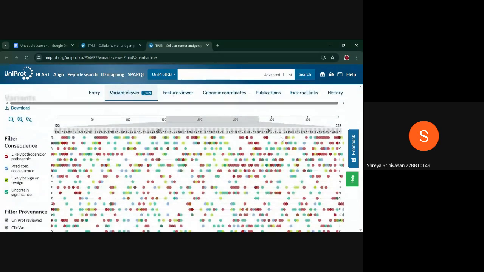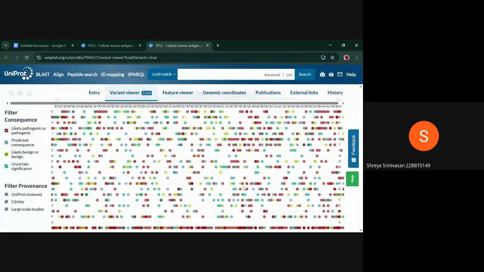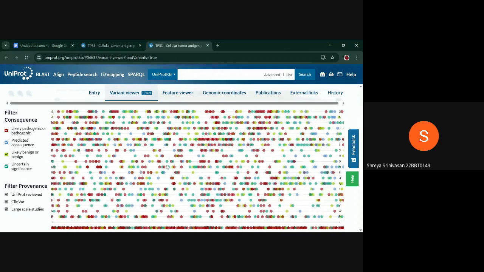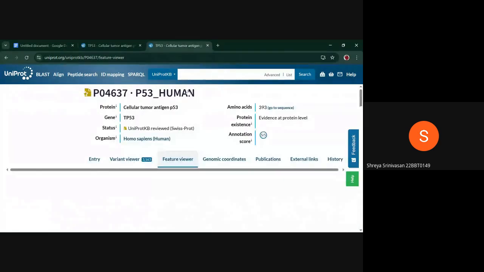In this case, it will be very difficult, with so many predictions here, to look in the variant viewer to see what the possible effect of this variation might be. So instead, what we are going to do today is go into the feature viewer.